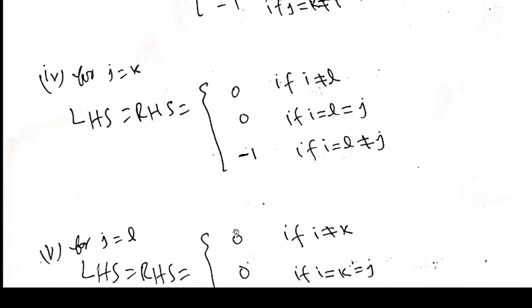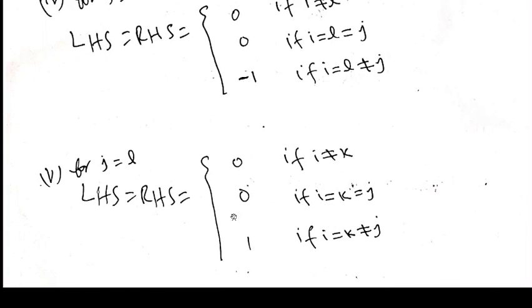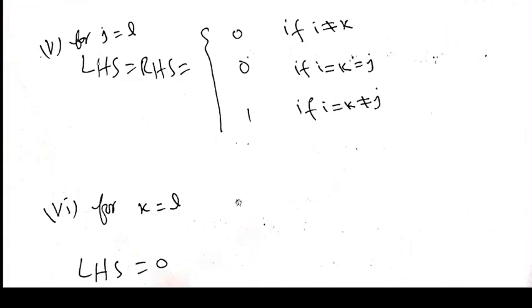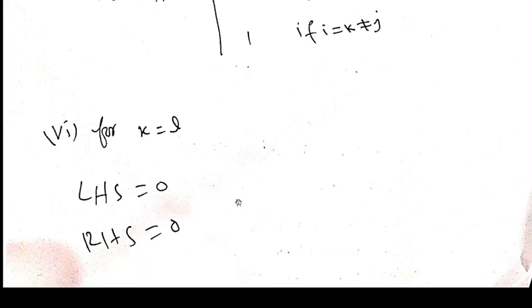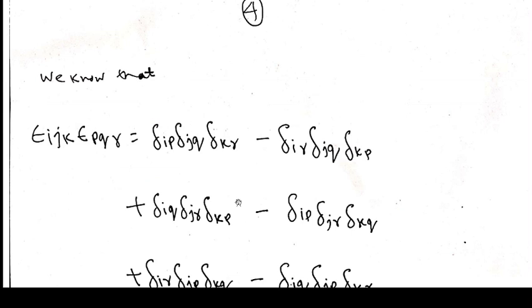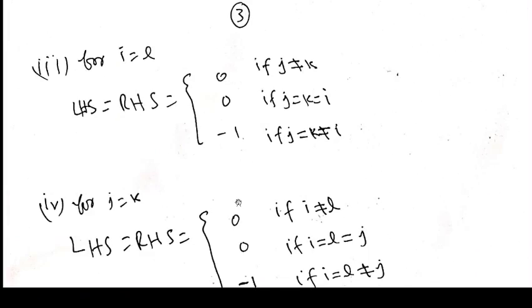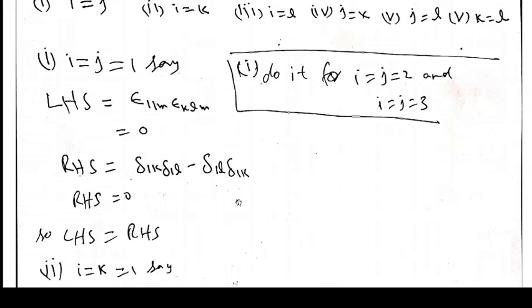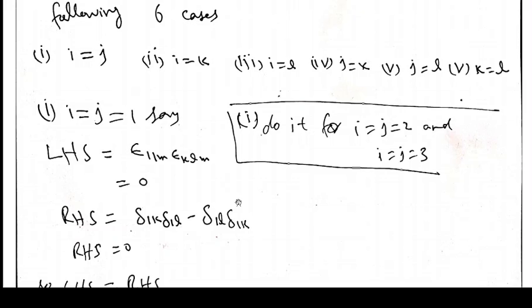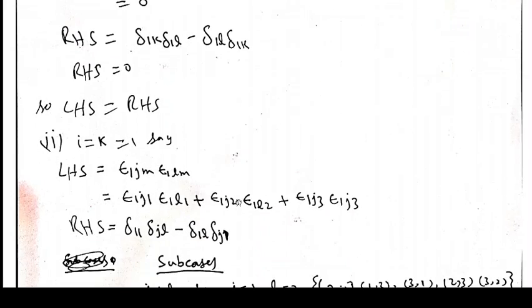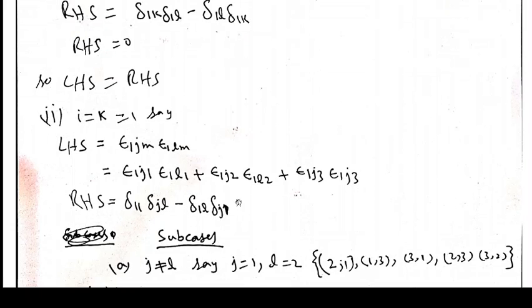Then for j is equal to l, again you will have this type of result, and when k is equal to l, then both left hand side and right hand side are 0, as in case 1. Case 1 and case 6 are simple cases. Simply in 1 or 2 steps you have the result 0, 0.